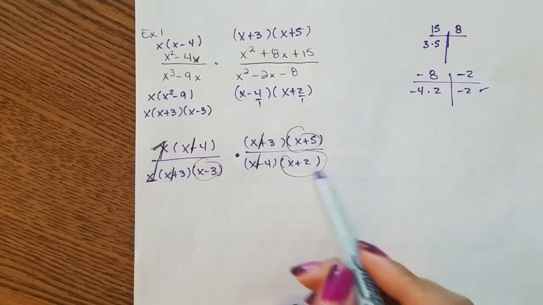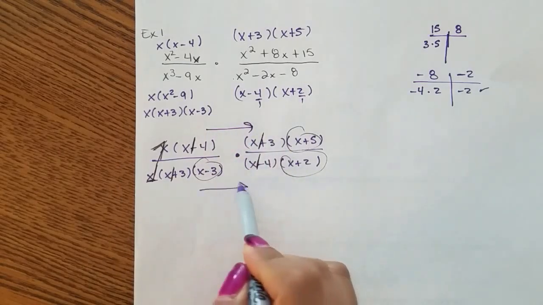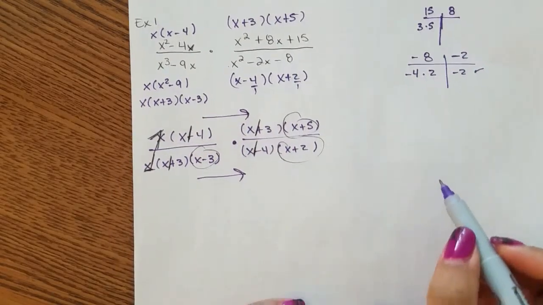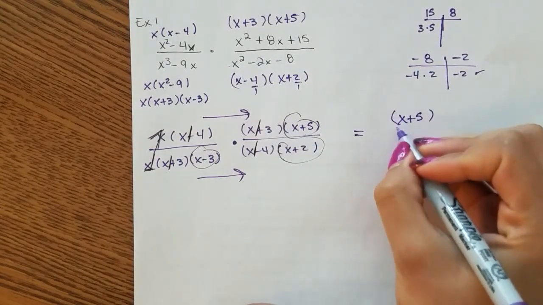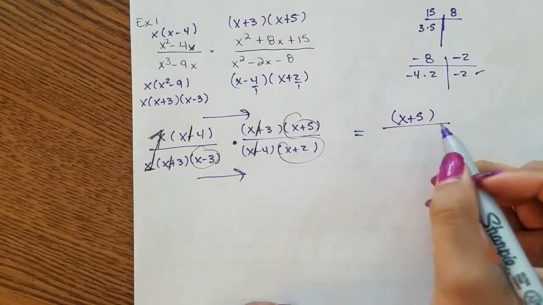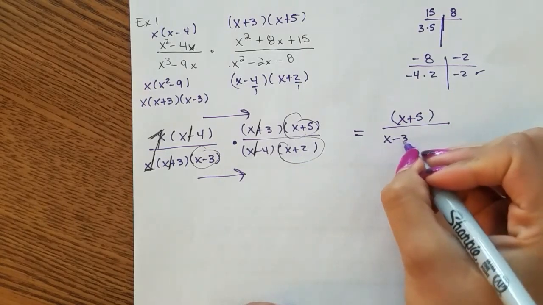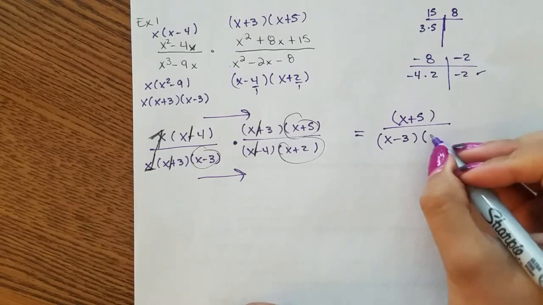So you multiply straight across, numerators with the numerators, denominators with the denominators. So you have x plus 5 in the numerator. I like to leave them in their parentheses so that you don't try to cancel out those x's because you cannot.